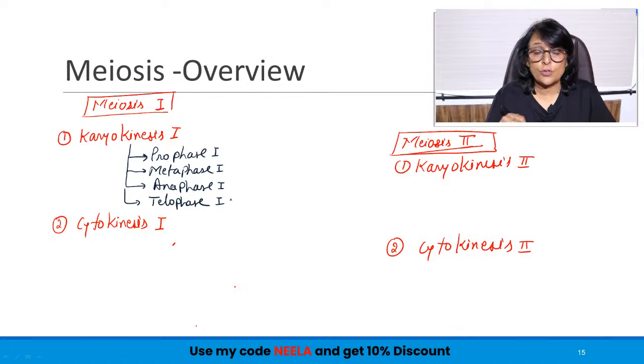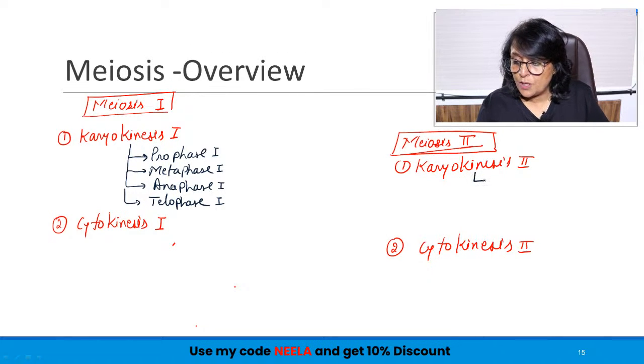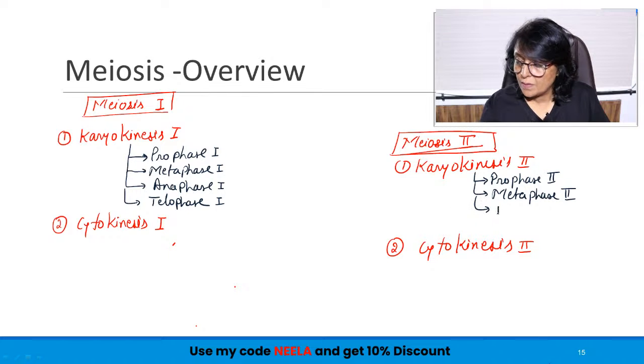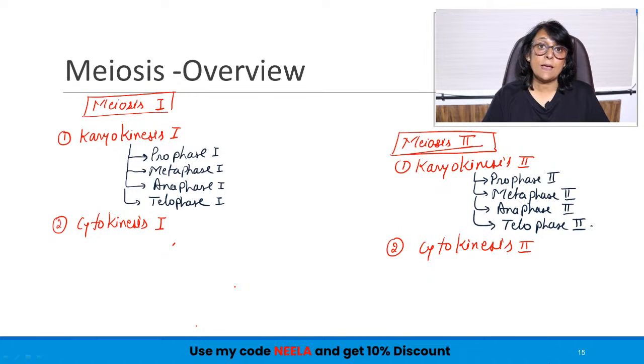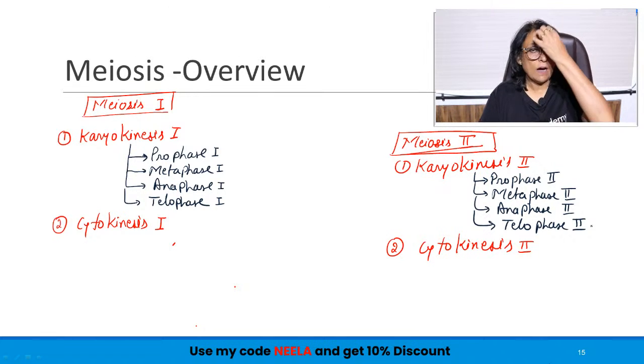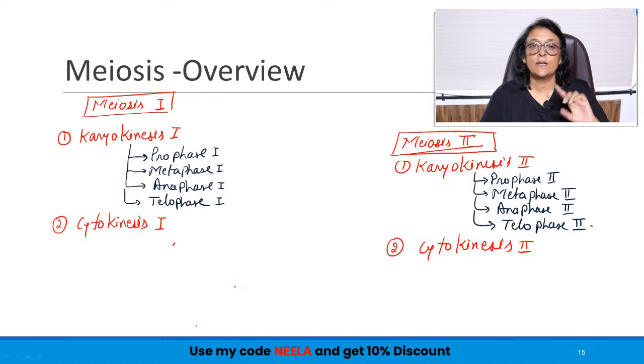Karyokinesis 2 is also completed in the same 4 phases. So here we will write prophase 2, then metaphase 2, anaphase 2, and telophase 2. So again, the phases have the same names, but how do we differentiate? If I am talking about prophase, it is of mitosis. Prophase 1, meiosis 1, prophase 2, meiosis 2. So there is no scope of confusion.